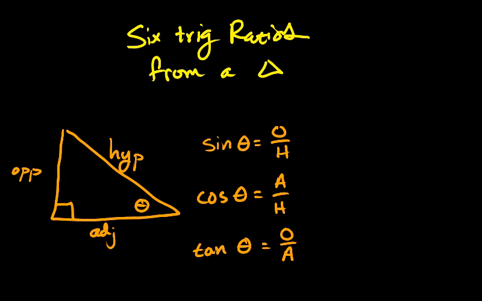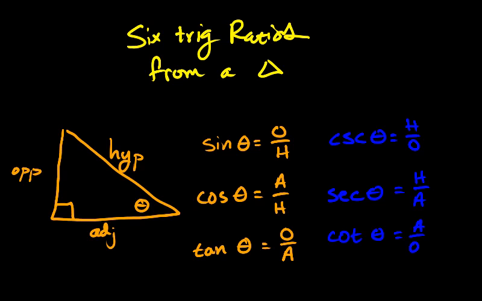Then there's also three others that you get from doing the reciprocal of sine, cosine, and tangent. So we call that the cosecant of theta, and that is the reciprocal of sine, so it's the hypotenuse over opposite. The secant of theta is the hypotenuse over adjacent, and the reciprocal of tangent is the cotangent of theta, and that would be the adjacent over the opposite. And those are your six trig ratios that you can find from a triangle.